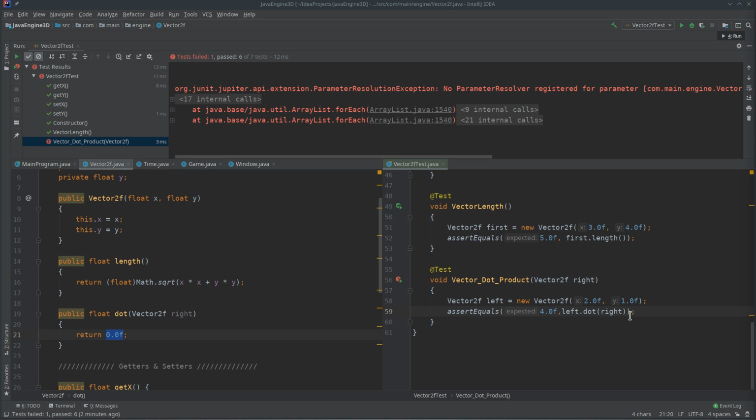We are writing a test that fails. And we are then hopefully writing the code to make the test pass. Because I know this should be correct. As if. So for a dot product, we are going to use x plus x. Oh, x times x, is it? Yeah, x times x, isn't it? So it's x times right dot get x plus y times right dot.